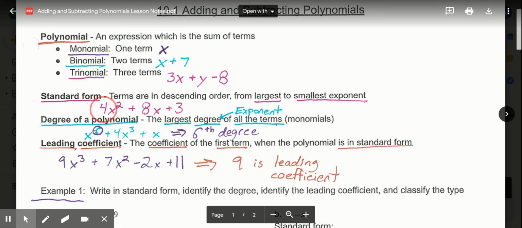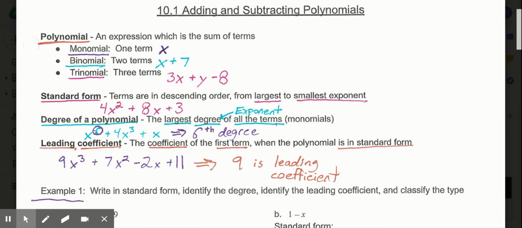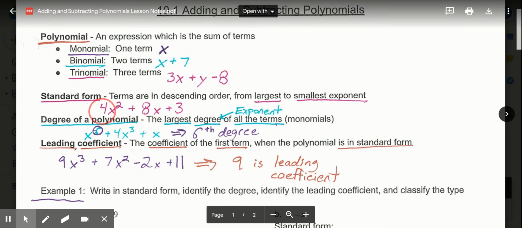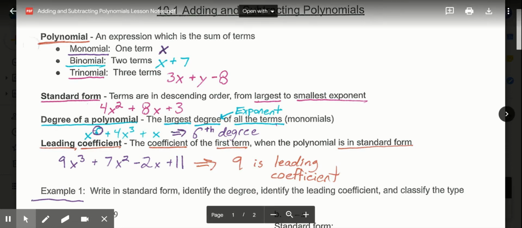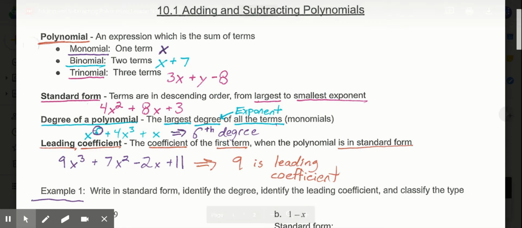Doesn't matter what the coefficient is. Remember, coefficient means the number or value in front of a variable. So in this case, our coefficient would be 4. Here it would be 8. So we order them largest to smallest exponent. So 4x squared plus 8x plus 3. Our exponents would be a 2, a 1, and a 0, because there is none.